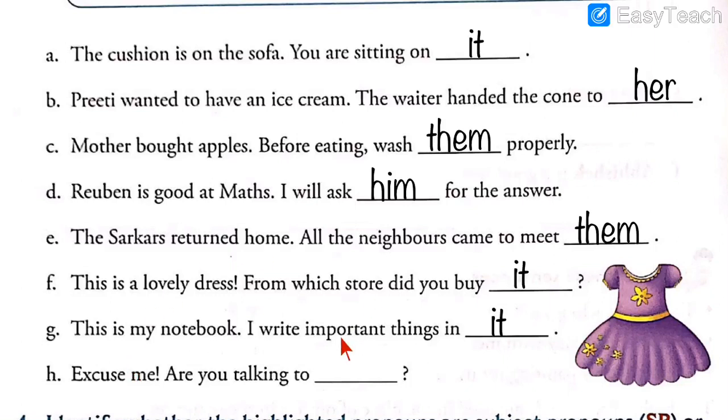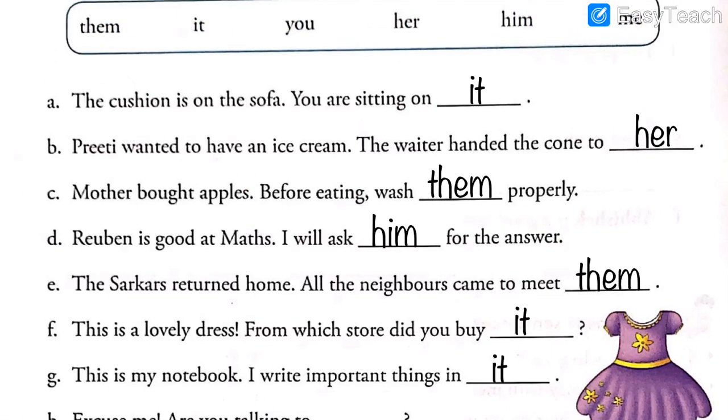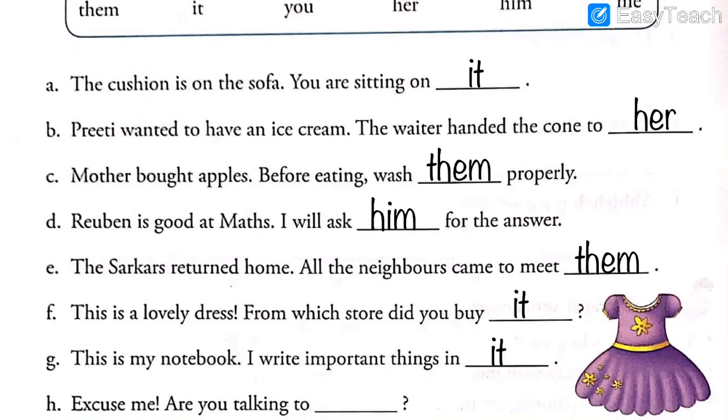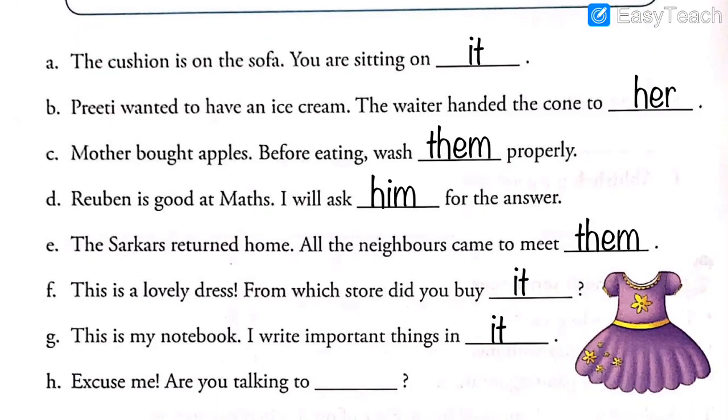Last. Excuse me, are you talking to dash? Excuse me, are you talking to me? What is the sentence that we use? For yourself, you refer to which pronoun? We use the pronoun me, which is given over here last in the box, which we have not used up till now. We use the pronoun me for ourselves. When you are talking about yourselves, you say, are you talking to me? So here is the last answer. Excuse me, are you talking to me? Me means you are talking about yourself.